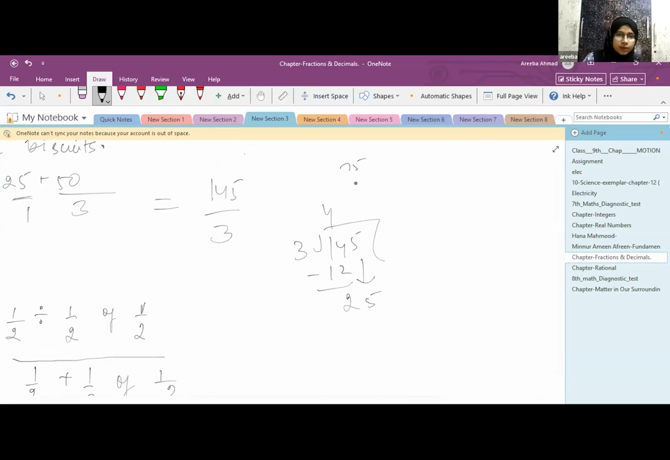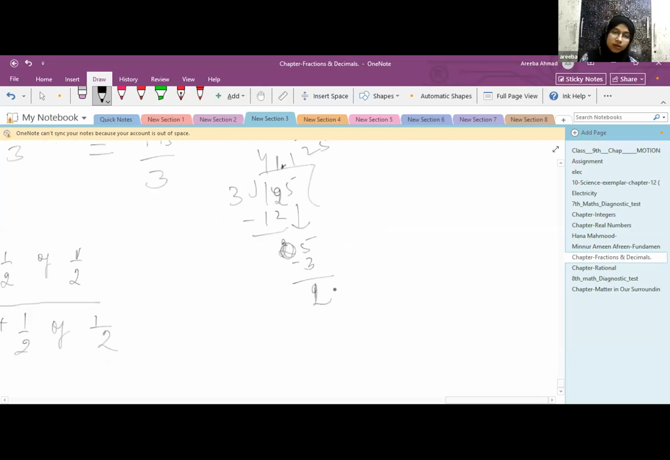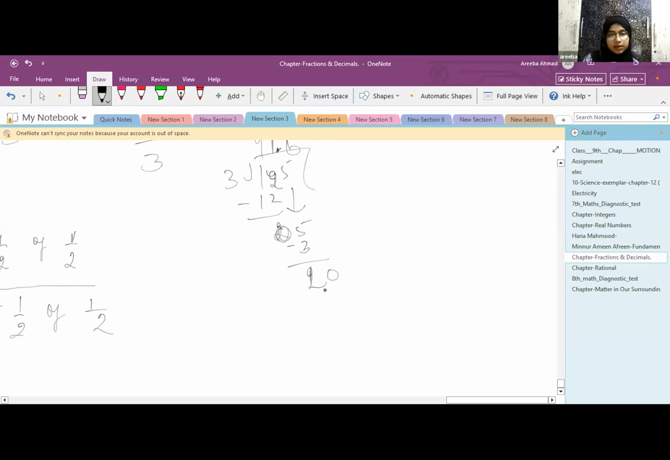The remainder is 2, and the moment I'm putting the decimal point, I can put 0. So 3 6s are 18, right? 3 6s are 18. That's it. So I'm getting 41.6.